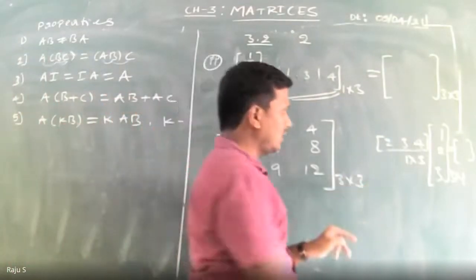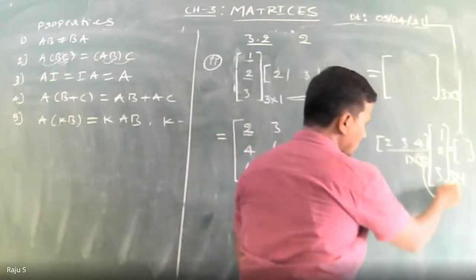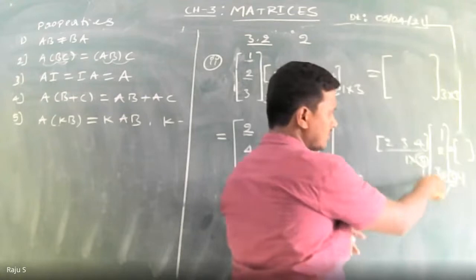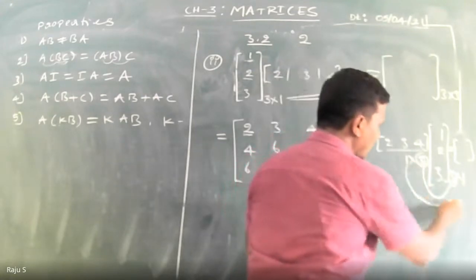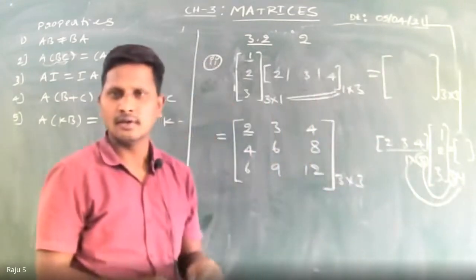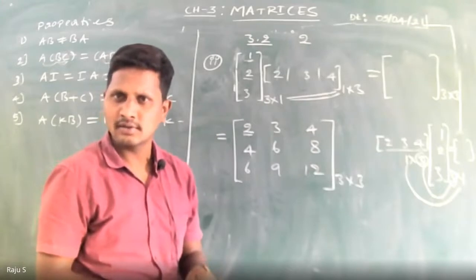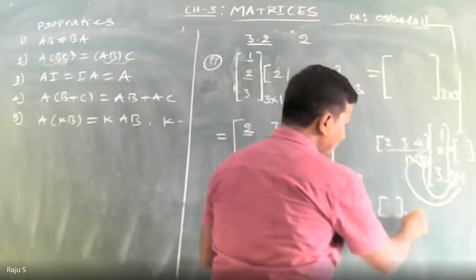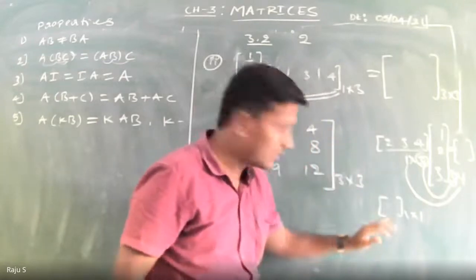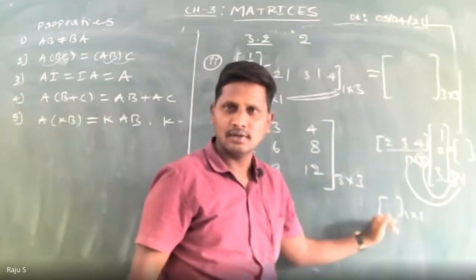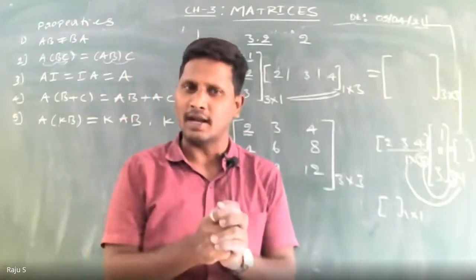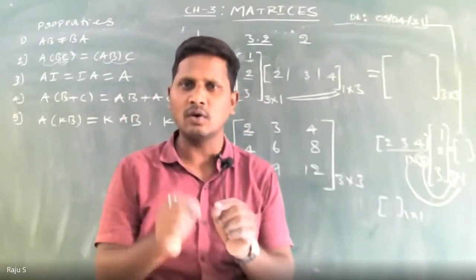So see here, 3 should be equal to 3. Number of columns is equal to number of rows. Then what is the resulting matrix? 1 by 1. So the matrix of order 1 by 1. Then what is the name of that matrix? That is called a singleton matrix. Only one element.